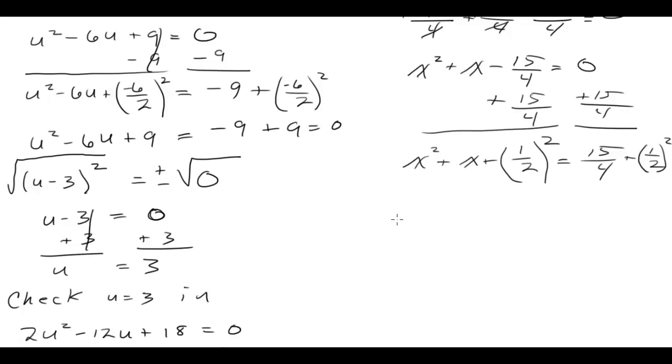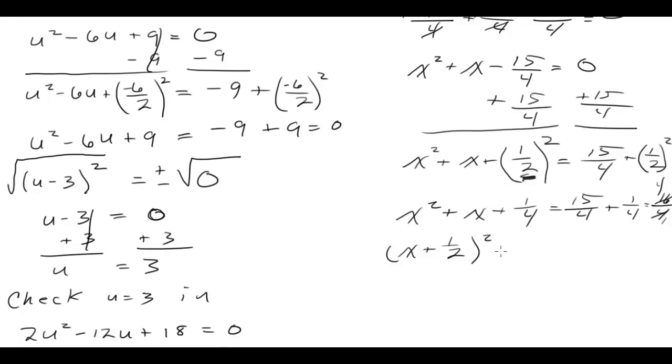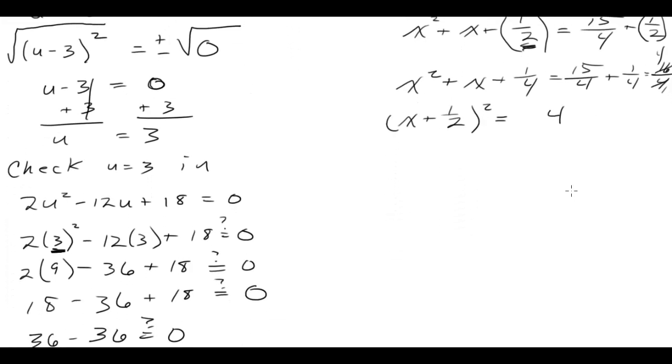Okay, so, ladies and gentlemen, that's x squared plus x plus 1/4 equals 15/4 plus 1/4, which is 16/4. That's 1, that's going to be 4. Oh, we got rid of a fraction. Okay, so this guy is going to be x plus what's in here, which is a half, squared equals what? 4. All right, I mean, this is now the 4th time we've done this kind of thing.